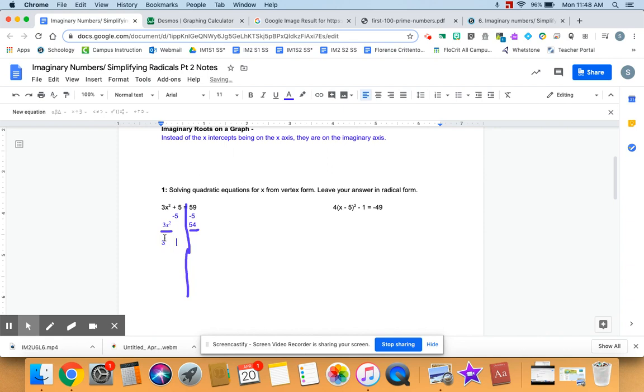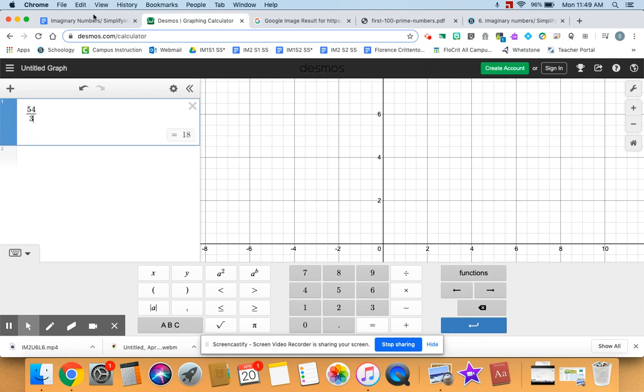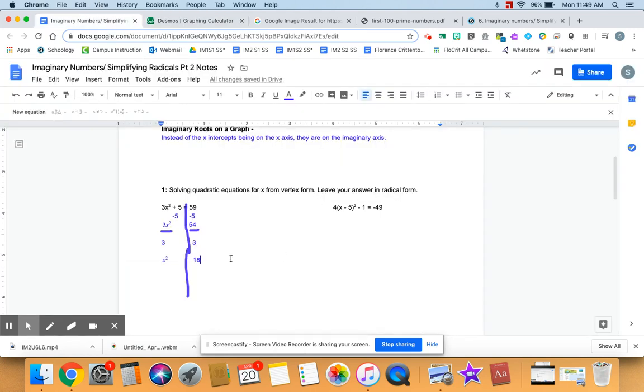Dividing both sides by 3. So 3 divided by 3 just becomes the 1x squared. I don't have to write the 1, so I won't. And then 54 divided by 3 is 18. Yay, mental math. Okay. So then finally, to undo x squared, remember you take the square root of both sides.